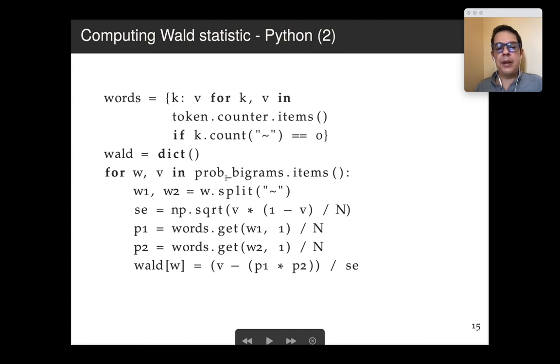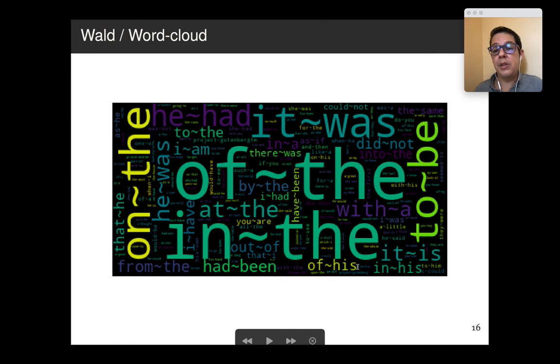So we iterate for all the bigrams. We split it into word 1 and word 2. We compute the standard error. We compute the probability of word 1. We compute the probability of word 2. And finally, the Wald test for W, which is the bigram, is computed as follows. With all this information, we can plot the word cloud, and we are going to see this part, which is not very informative. Oh, this is too sad. Well, all this work, and it is a word cloud that doesn't tell us anything.